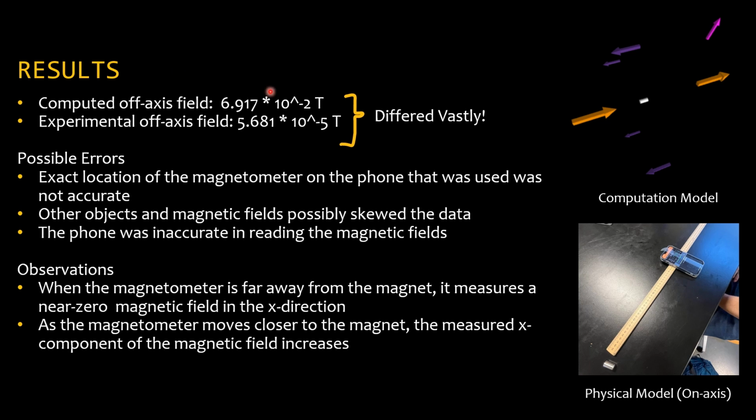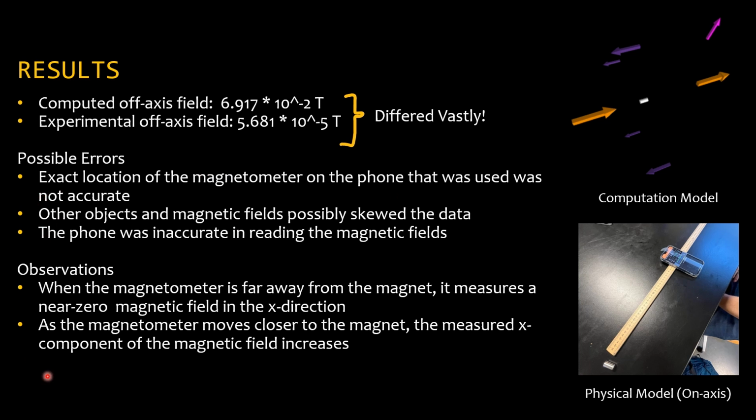The computed off-axis field by the WebPython simulation was 6.917 times 10 to the negative 2 power, while the experimental off-axis field was 5.681 times 10 to the negative 5th power, and these differed vastly. Some of these errors could have come from the fact that there was not an exact location for the magnetometer. I kind of had to estimate that, and I could have been wrong. There were also other objects in magnetic fields possibly skewing the data. I did have my computer out to transcribe and write down the data, and also my phone could have just been inaccurate in reading the magnetic fields. During this lab, we were getting very differing values, and our magnetometer was varying vastly while we were trying to take the measurements, so that could definitely be an issue.